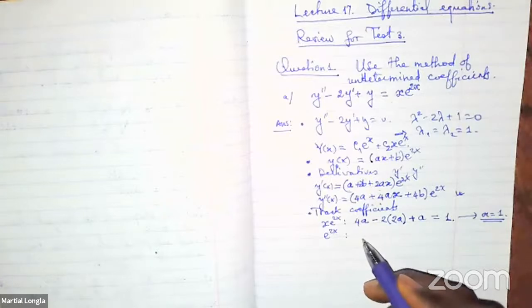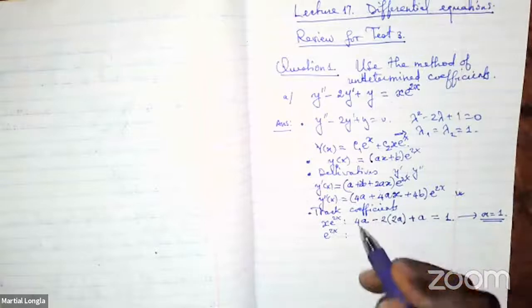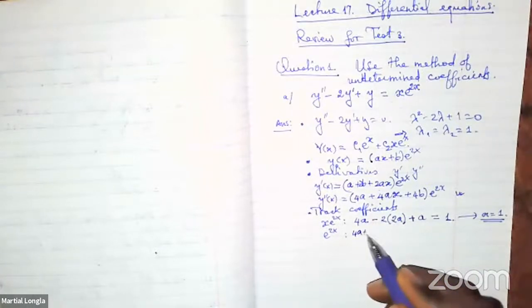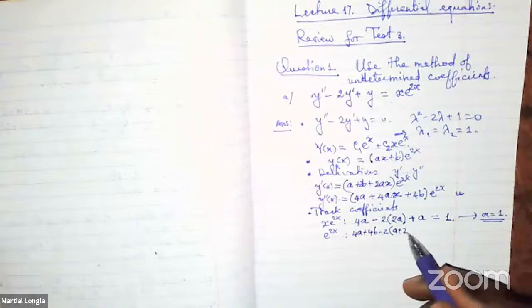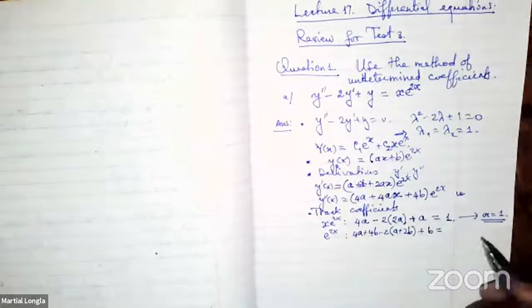For y double prime, it's 4a plus 4b. 4a plus 4b, that's correct. Minus twice, and then? A plus 2b. A plus 2b, correct. And then plus the original function? B. B, that's it. And the right-hand side, what's the coefficient of e to 2x?